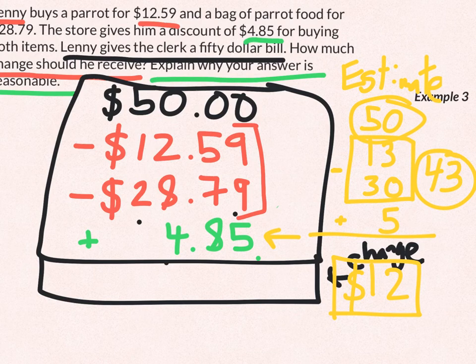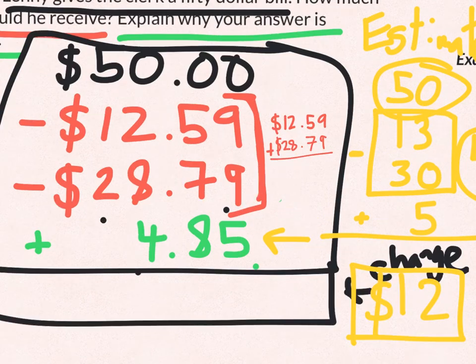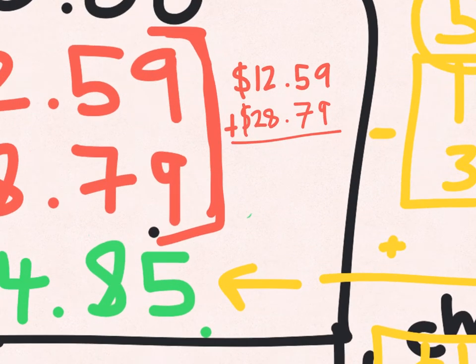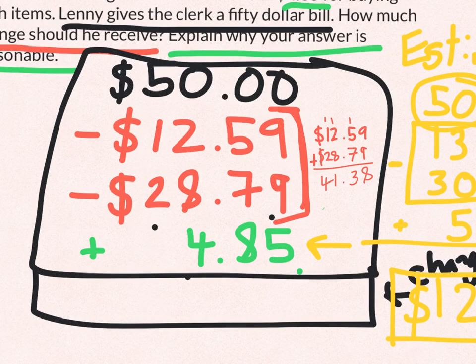So you can really do this in any order. But I'm going to add the cost of the two things he's purchasing together first before I add the $4.85. And then I will subtract the total cost from $50. Okay, so if you can go ahead and please do this addition in your notebook. Check your answer on the screen.